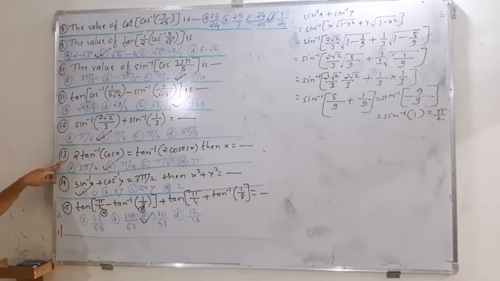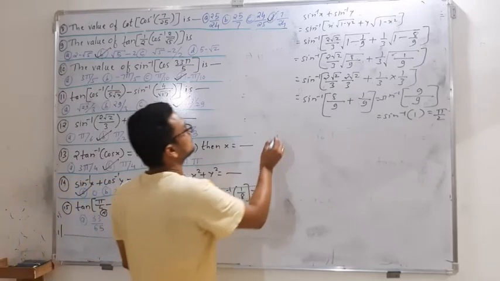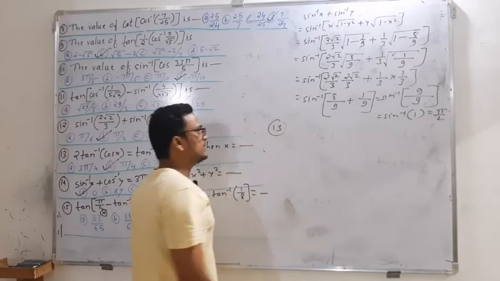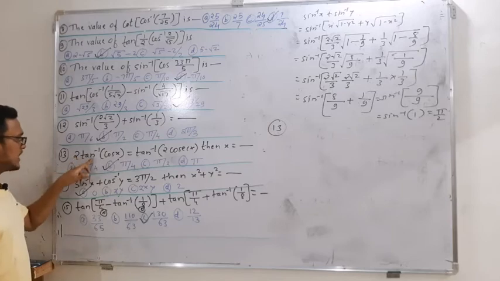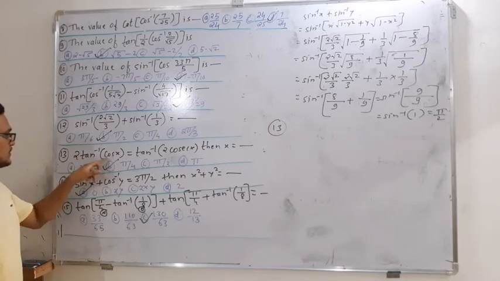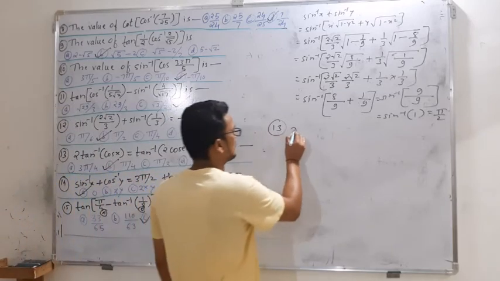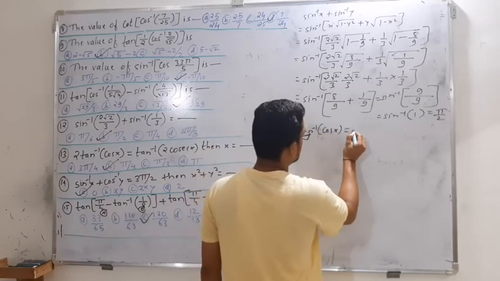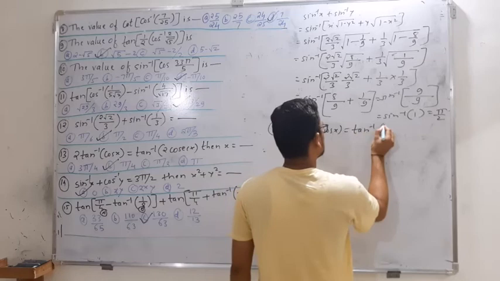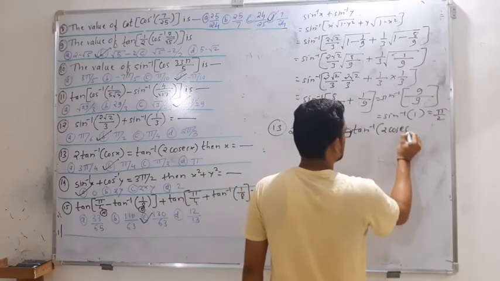Next, question number 13. 2 tan inverse of cos x is equal to tan inverse of 2 cosec x. Then what is the value of x? Again here also we need inverse trigonometric properties only. So I will write that expression first: 2 tan inverse of cos x is equal to tan inverse of 2 cosec x, right?